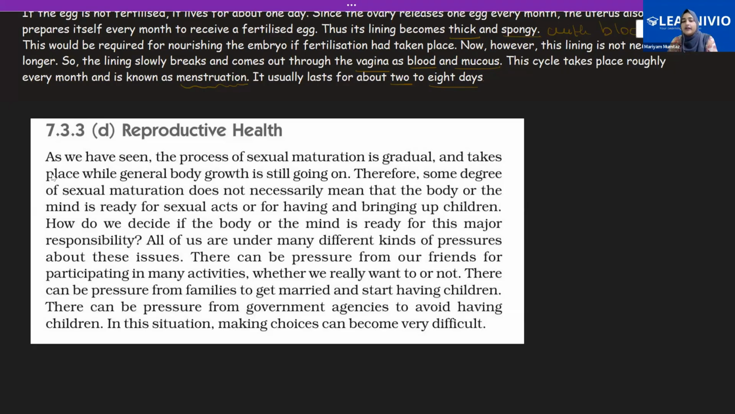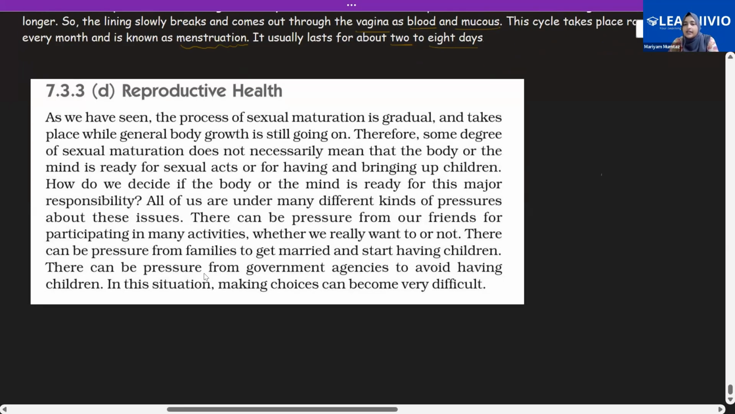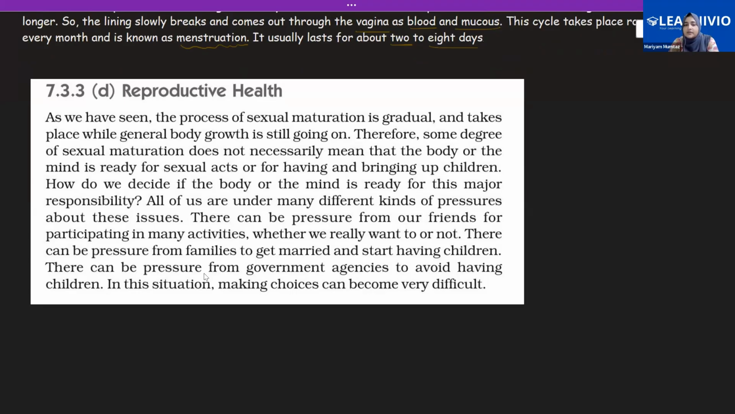All of us are under many different kinds of pressures about these issues. There can be pressure from our friends to participate in many activities, which we call peer pressure. There can be pressure from the family to get married and start having children. And there can even be pressure from government agencies to avoid having children. So the choice becomes really difficult, right?